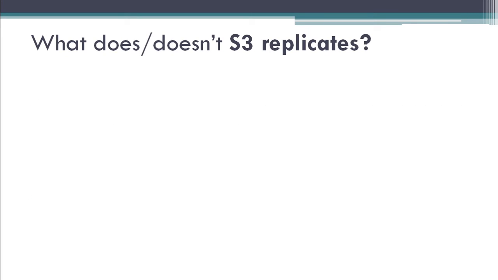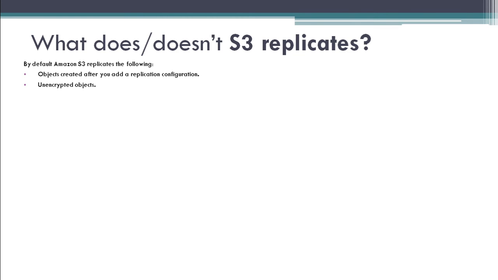So what does or doesn't S3 replicate? If you set a replication rule, what does AWS S3 replicate on your behalf? Objects created after you add a replication configuration. So when you configure your replication rules, now it is set. So what will get replicated? Objects created after. If you have some existing objects from before, those will not get replicated.